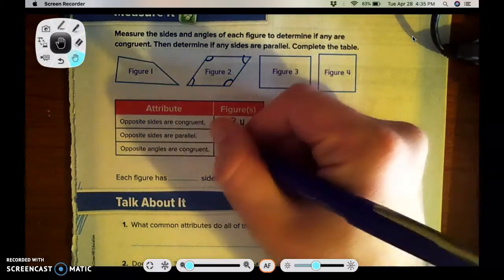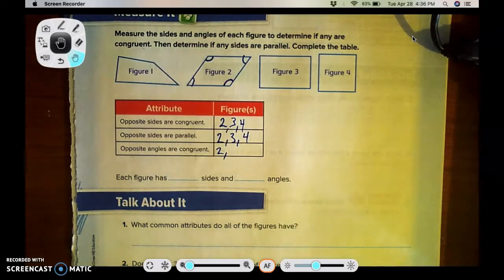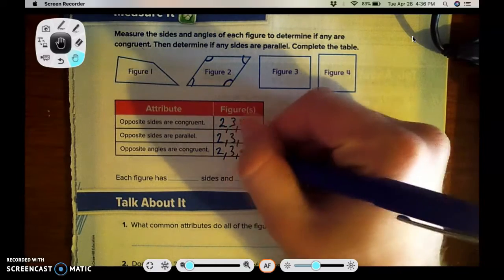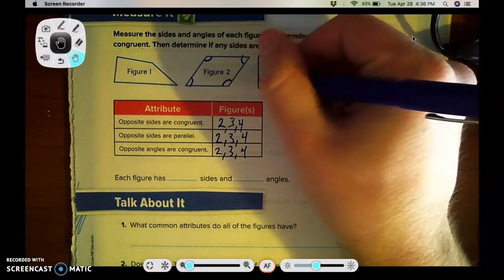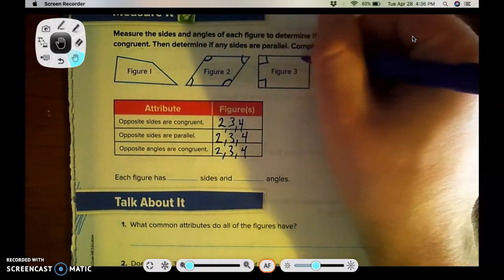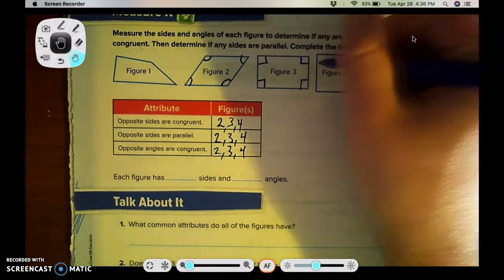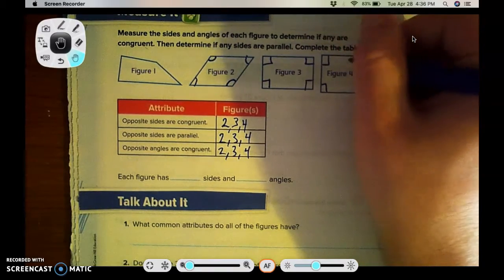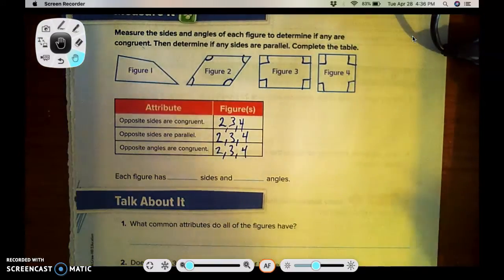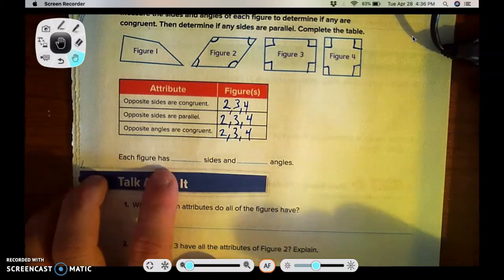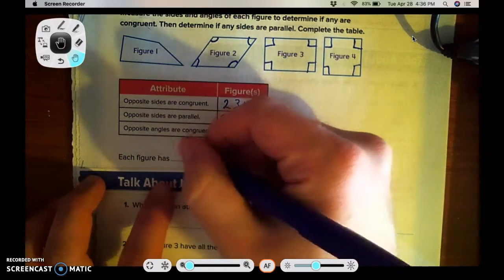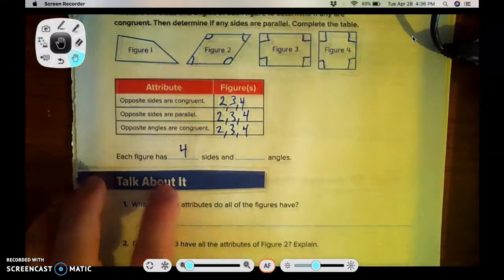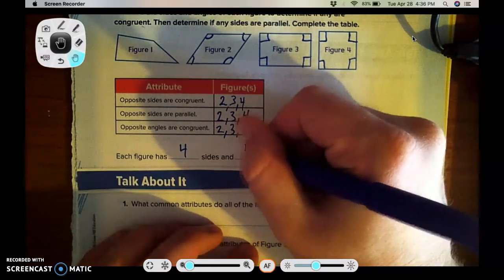So I'm going to say figure 2, yes. Figure 3, yes. And figure 4, yes. Because again, these are all right angles. This is a rectangle, and this is a square. These are all 90-degree angles. So each figure, 1, 2, 3, and 4, has 4 sides. They all have that in common, and 4 angles.